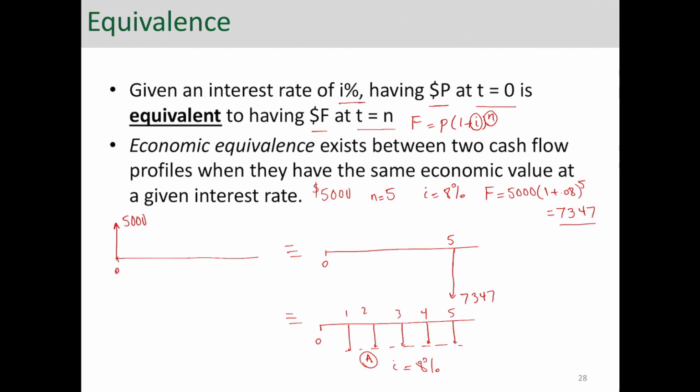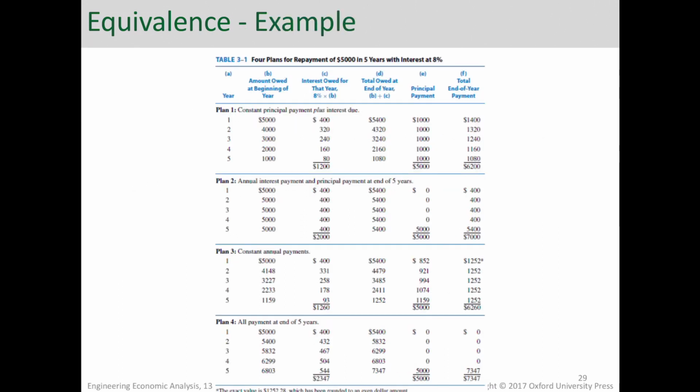So let's look at more examples, and this time from the book. Here you see 4 different repayment plans of $5,000 in 5 years at 8%. In fact, the last one is the example that we just talked about. You borrow $5,000 and you don't pay anything, and at the end of 5 years, you have to pay $7,347. The second repayment plan was the equal payments that you make over 5 years.